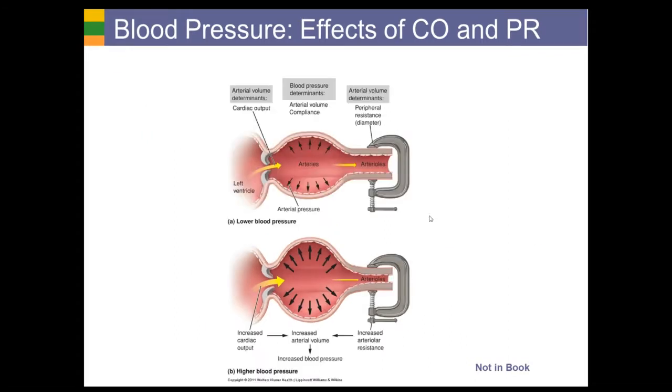So let's look at some examples of low blood pressure, high blood pressure. In a low blood pressure situation here, we have low cardiac output and we have low peripheral resistance. So maybe you're just relaxing and your blood vessels, your arterioles, are not constricted. They're dilated. So we've got little cardiac output, we've got little peripheral resistance, and so we don't have a lot of pressure here. This is low pressure.